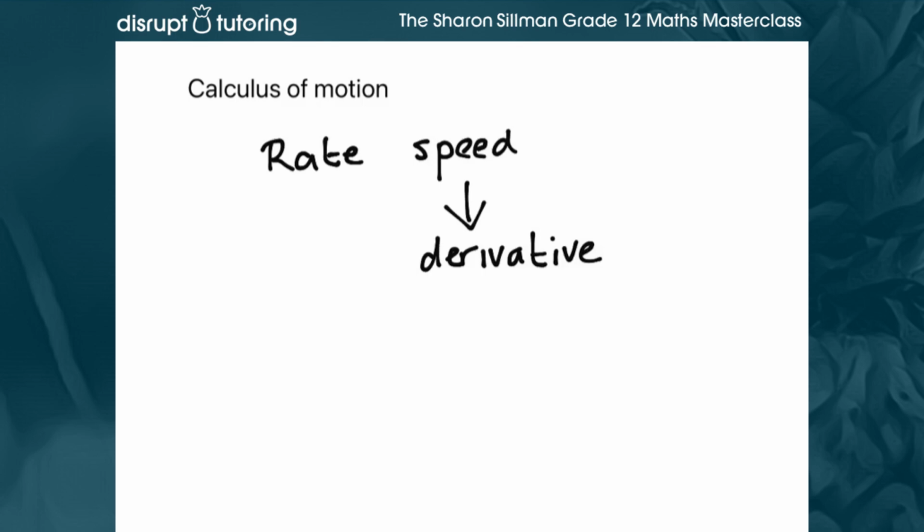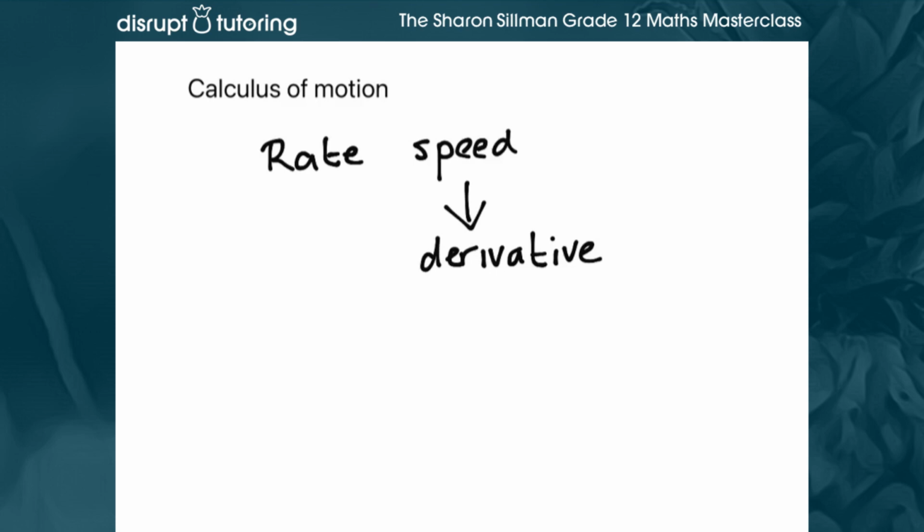So when any type of speed is involved, and it doesn't have to be the word speed, it could be the word rate, so that's also like speed, you would then need to find the derivative of that. If we're talking about the ball going up into the air, you're looking for the maximum height, you would find the derivative and make it equal to 0 and solve and so on.